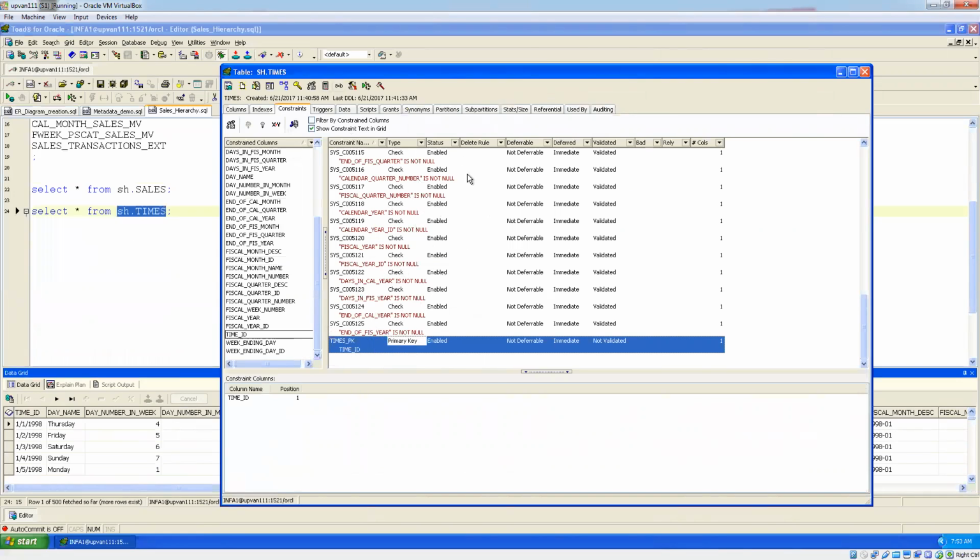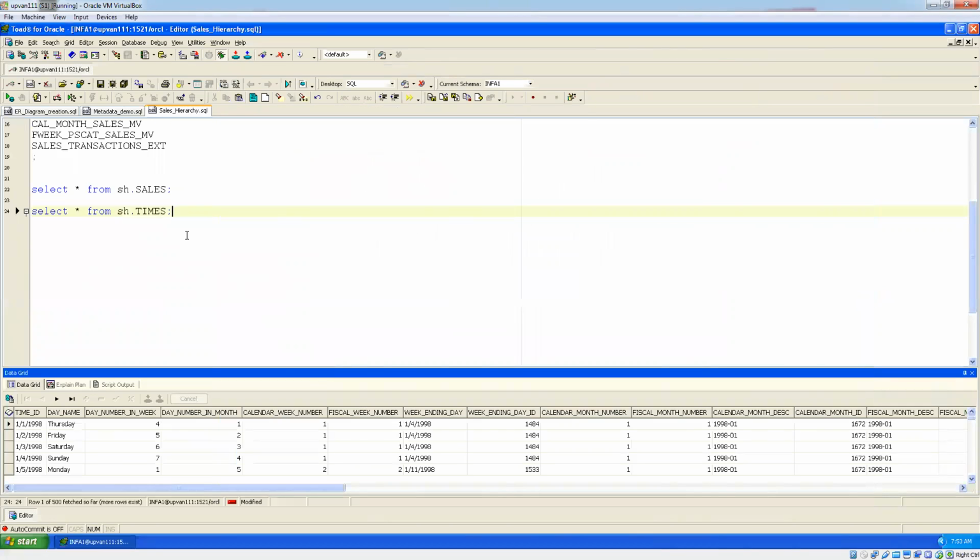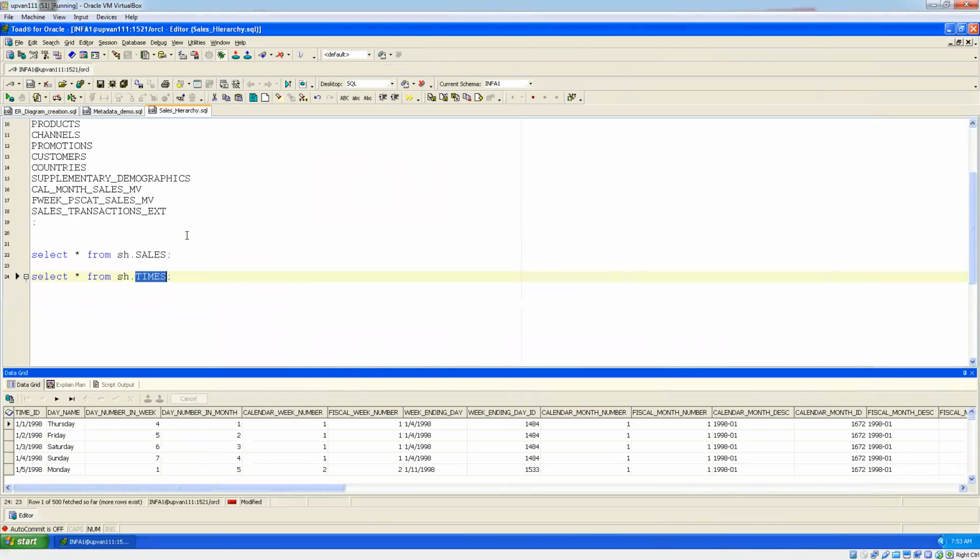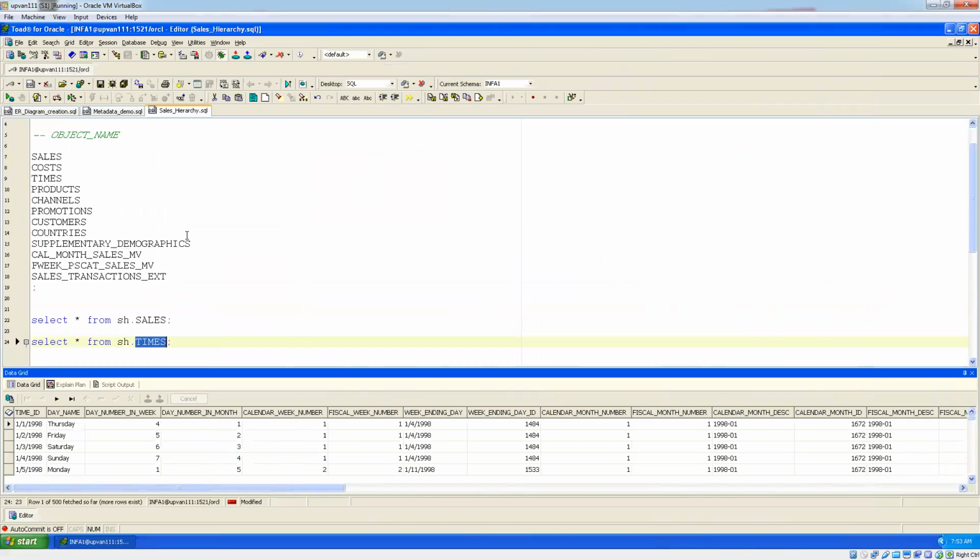Is there a foreign key? Who will answer this question? Mehtab, your turn. Is there a foreign key in this table? No foreign key. Correct. So we have already drawn the symbol for time ID.